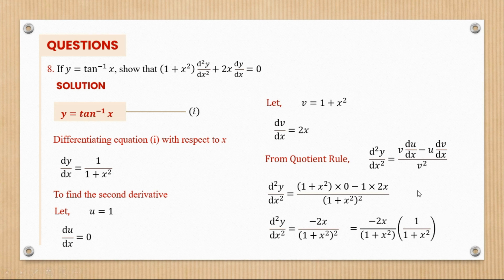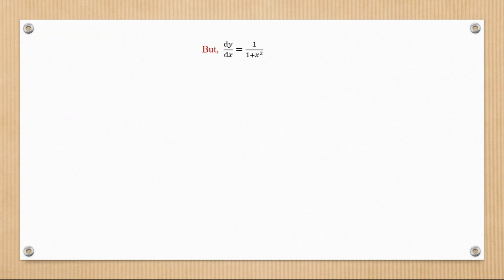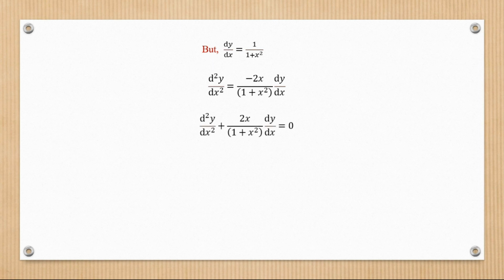So now, remember dy/dx is 1 over 1 plus x squared, so I'm going to substitute that in and I'll have it this way. The second derivative shall be equal to negative 2x over 1 plus x squared times dy/dx. So the next step shall be to rearrange everything. Because there is a minus sign in front of all these, I'm going to take them in to the left hand side, and I have a plus sign. Now I can see that this is 2x over 1 plus x squared.